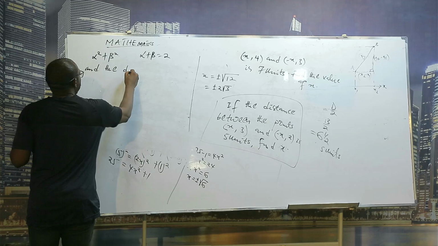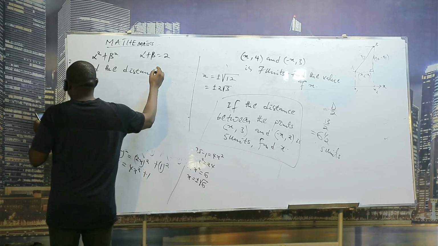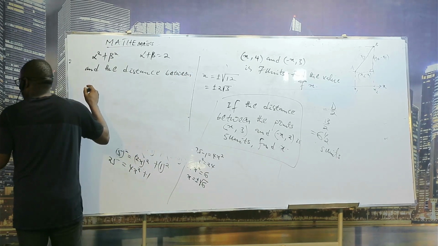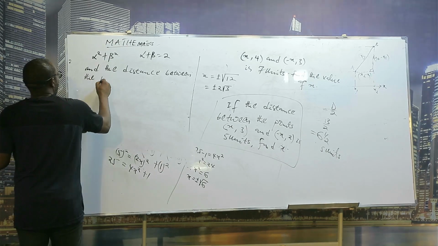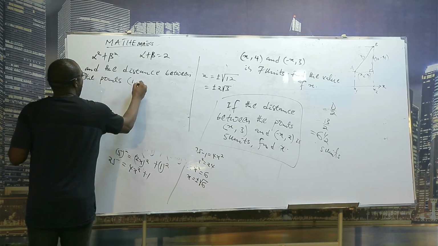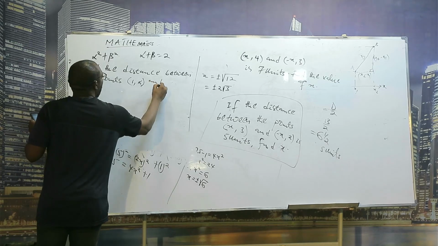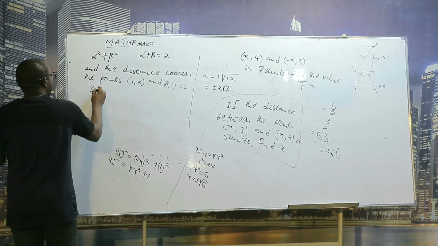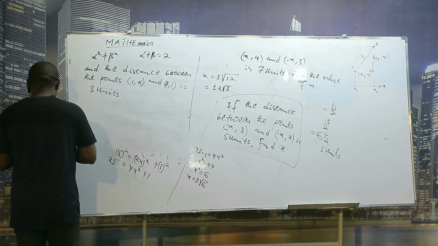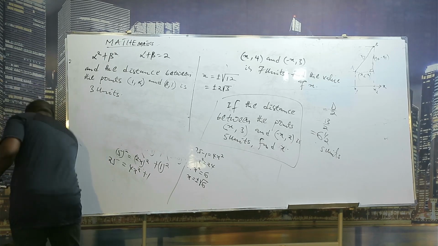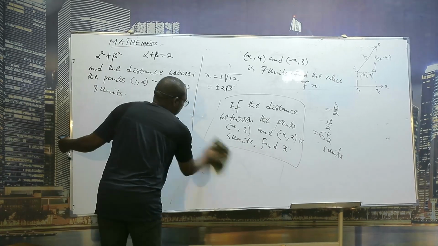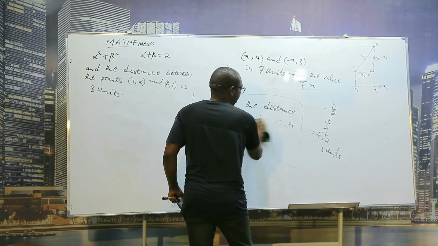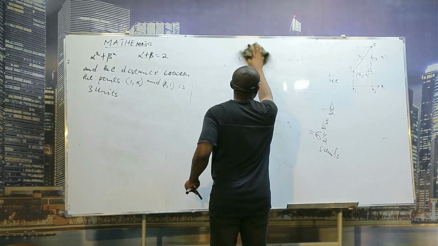and the distance between the points 1 comma alpha and beta comma 1 is 3 units. And when you see this in JAM, you say, what is this? They didn't teach us. Our teacher didn't read this.